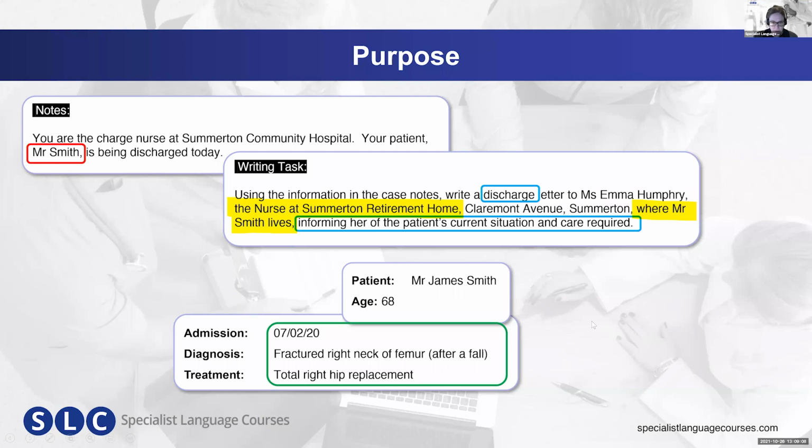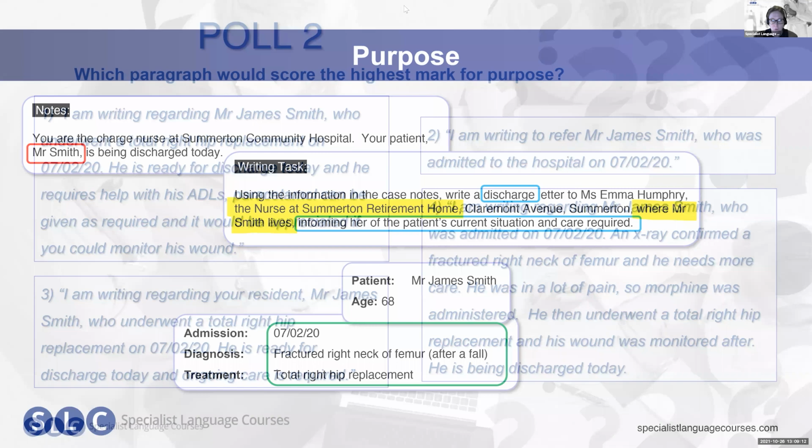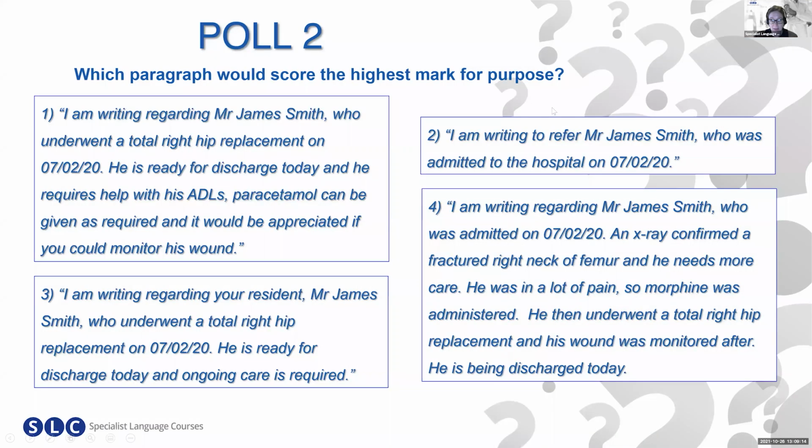So taking this context, I'm going to show you 4 opening paragraphs to an OET letter about this case. I'm going to launch the poll, and what I would like you to do is to decide which purpose paragraph would score the highest mark. You'll do all the expanding later on, but which paragraph do you think is the best? So please vote now in the poll. Paragraph 1, 2, 3, or 4.